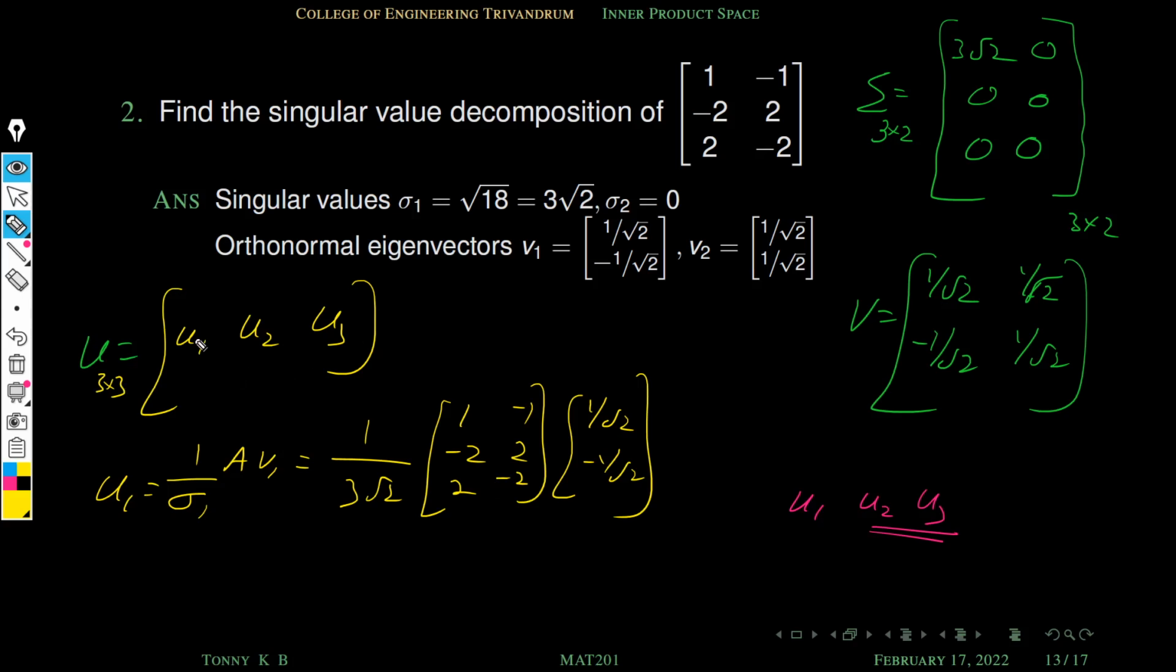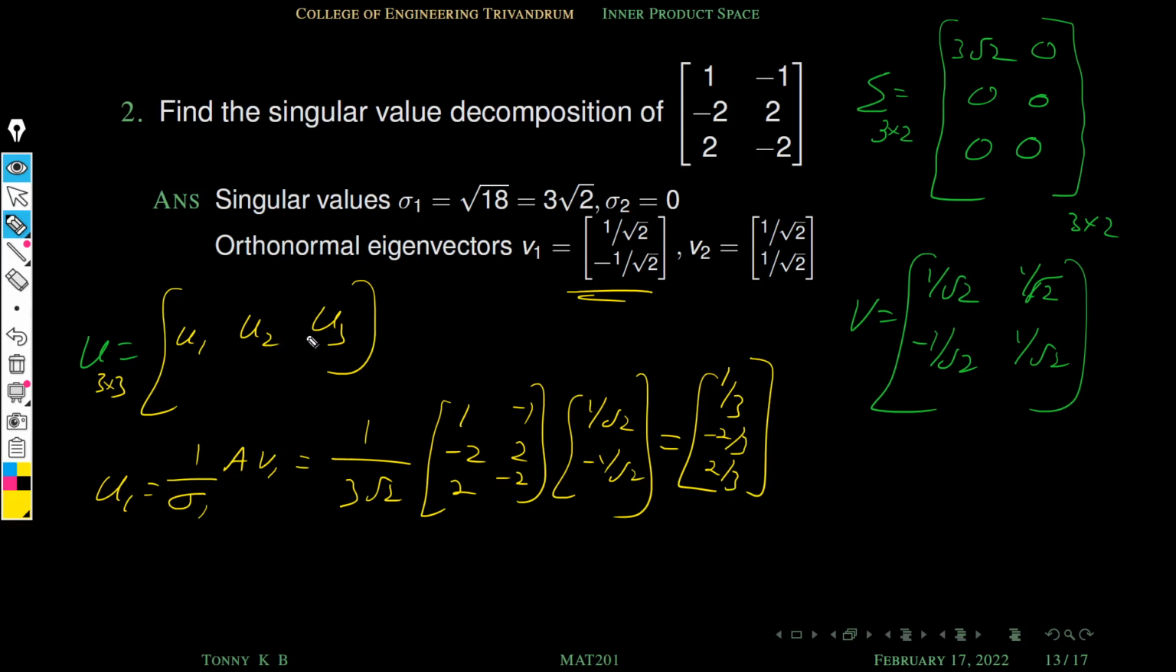And you can find this u1 using this non-zero singular value. That is, u1 is given by 1 by sigma 1 into A v1. That is 1 by 3 root 2 into, this is our A, this is our v1. Upon simplification, this becomes 1 by 3, minus 2 by 3, 2 by 3. So the first column is ready.